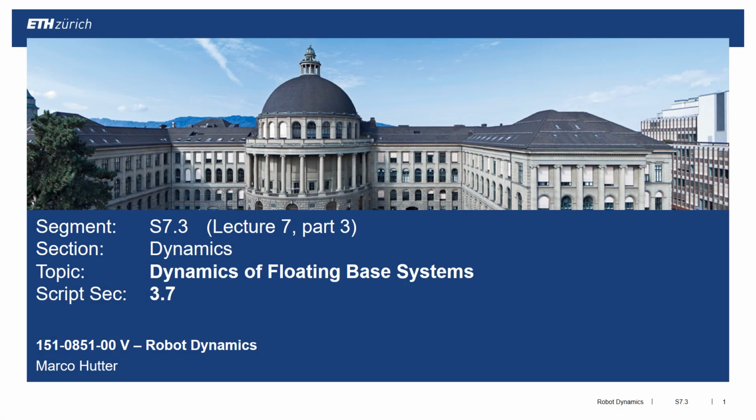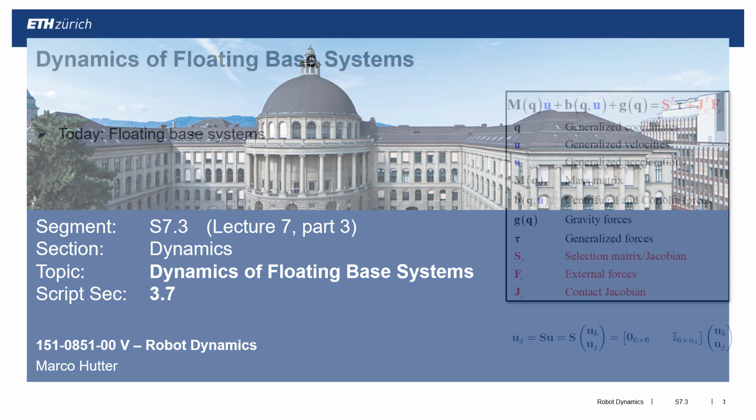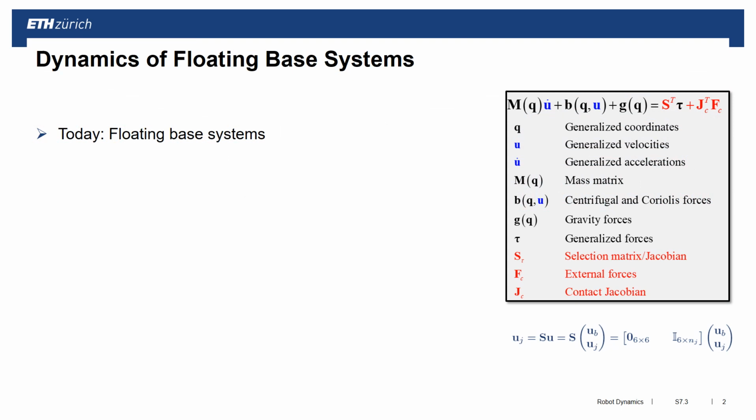In this third video segment, we are moving on with the dynamics of floating-base systems, so not only the description of the motion, but really analyzing the cause of the motion. So far, what we looked at was the dynamics equation of motion, which was M times q double dot plus b plus g is equal to torque. And then we also looked at external forces, which come in through the Jacobian transpose times F.